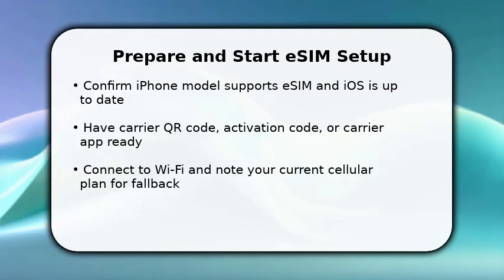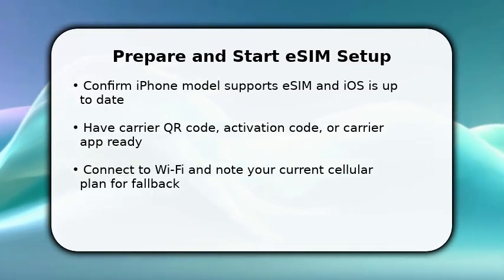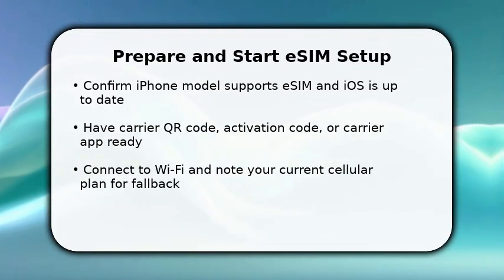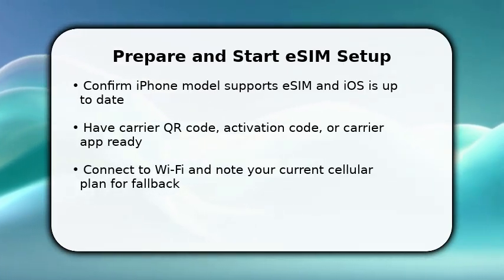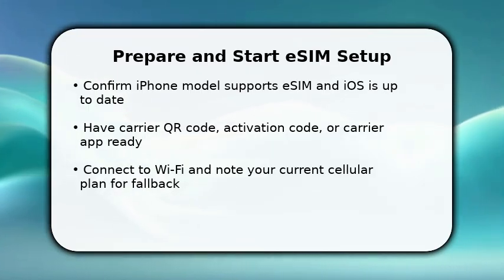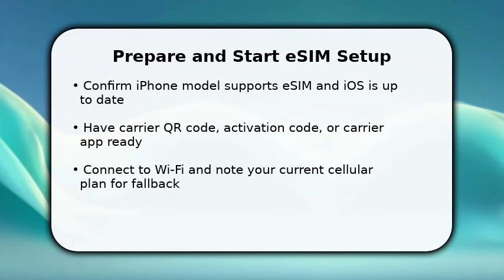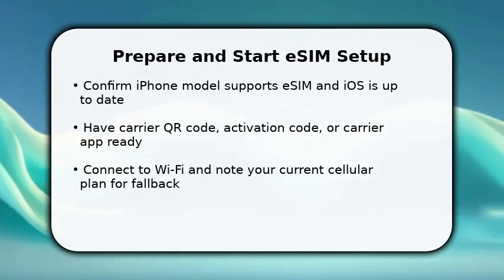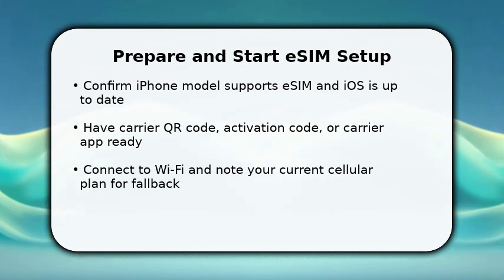You begin by verifying compatibility and having the carrier details ready. This saves time. Open Settings and tap Cellular, then add Cellular Plan to start scanning the carrier QR or enter the activation code. If the carrier offers an app, you can choose Install via app instead. This automates activation. Make sure Wi-Fi is active so the phone can contact carrier servers, and keep your current SIM active until the eSIM is confirmed to avoid losing service.